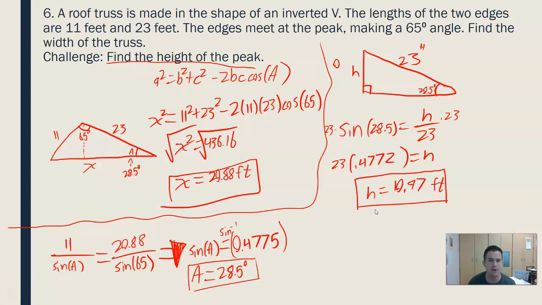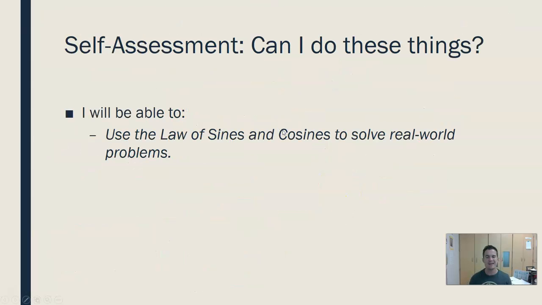So notice in that problem we used the law of cosines, we used the law of sines, and we used our knowledge of right triangle trigonometry to find these different parts of this triangle that we were asked to find, these different solutions. Pretty cool. So that's all I've got for you in this lesson.